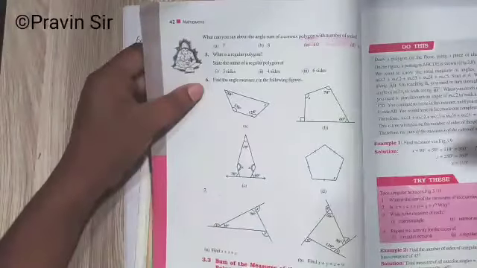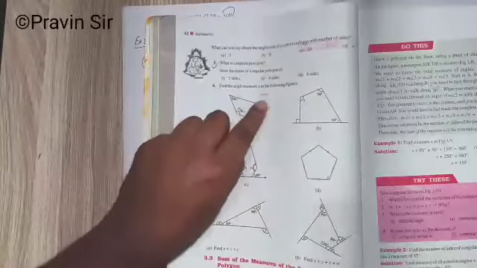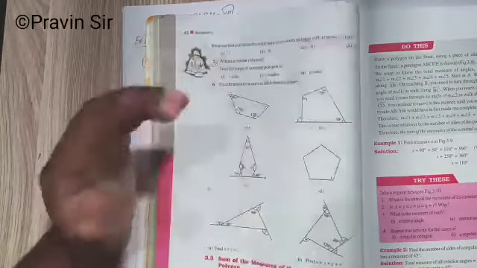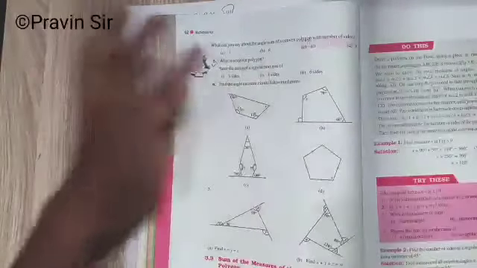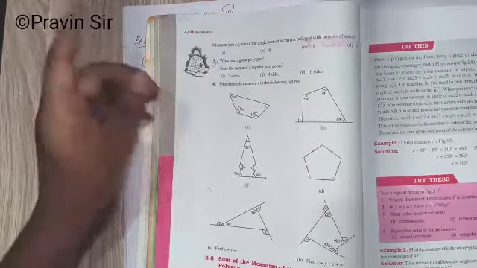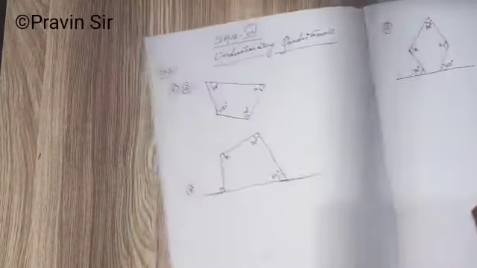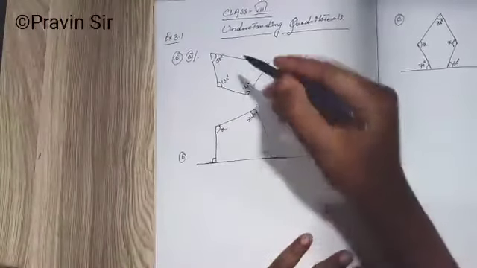Okay, so up to question number 5 we have already done that. Question number 6: find the angle measure x in the following figure. We have to find out the value of x from the following figures. Okay, so let us try to find the value of x from the figure. Now see the first question here. Okay, the first question is what?